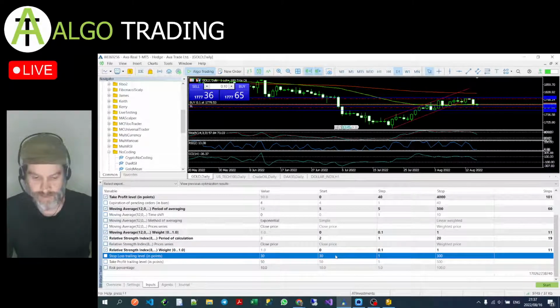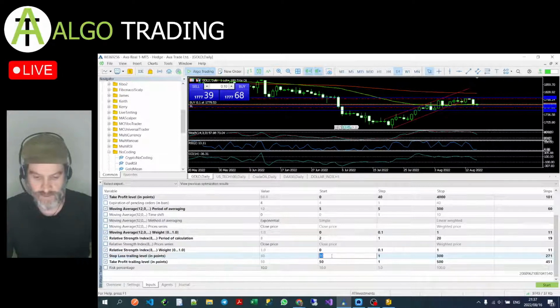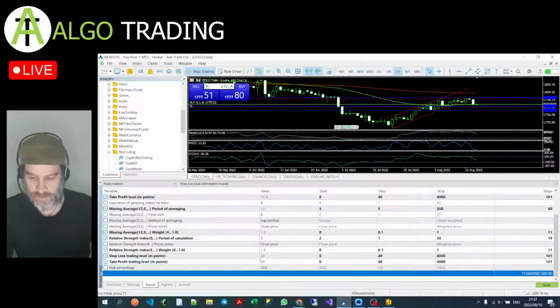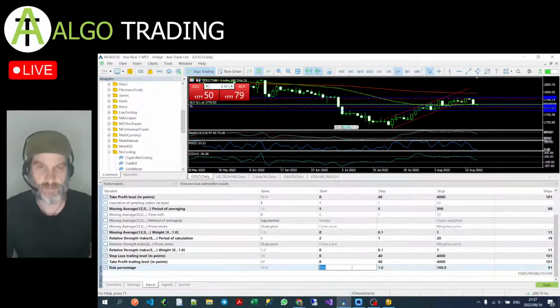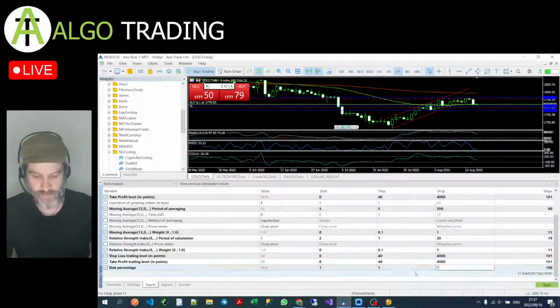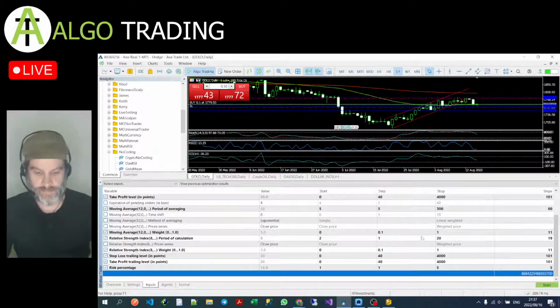Stop loss, we're going to also do that. We're going to start at 0, go up in 40, and we'll go to 4,000. And trailing stop, we're going to start at 0, go up in 40, and we're going to go up to 4,000. Okay, and then risk percentage, we could also optimize to see what the best risk level is, risk reward ratio is. Go up in 1, and we'll go up to 5. Okay, so that's the optimizations.